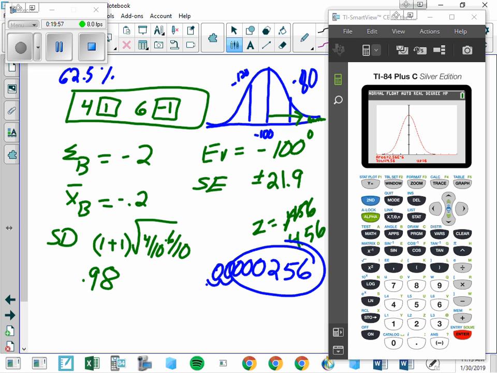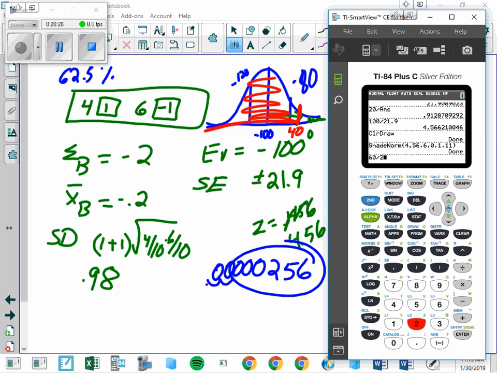Lose more than $15. Oh, wrong, sorry, I'm looking at the wrong paper. Lose more than 40. I was looking at the next problem. All right, so 40 and to the left. That's a score of plus 60. So I take 60 and divide it by my 21.9, and I get a z-score of 2.73.